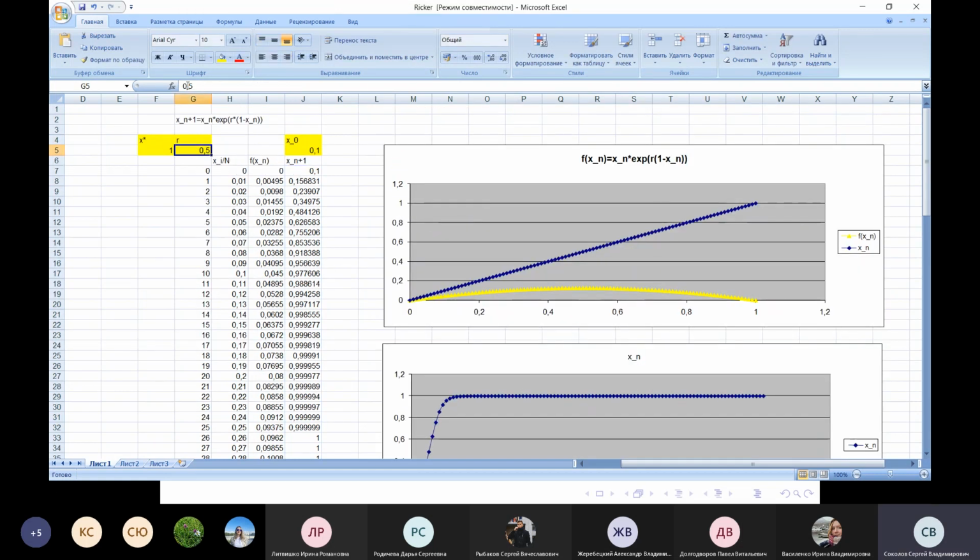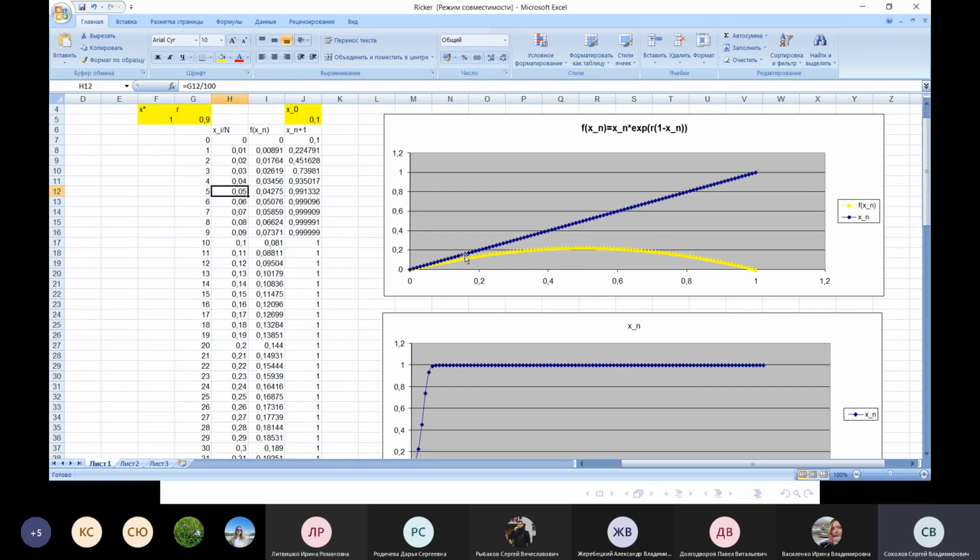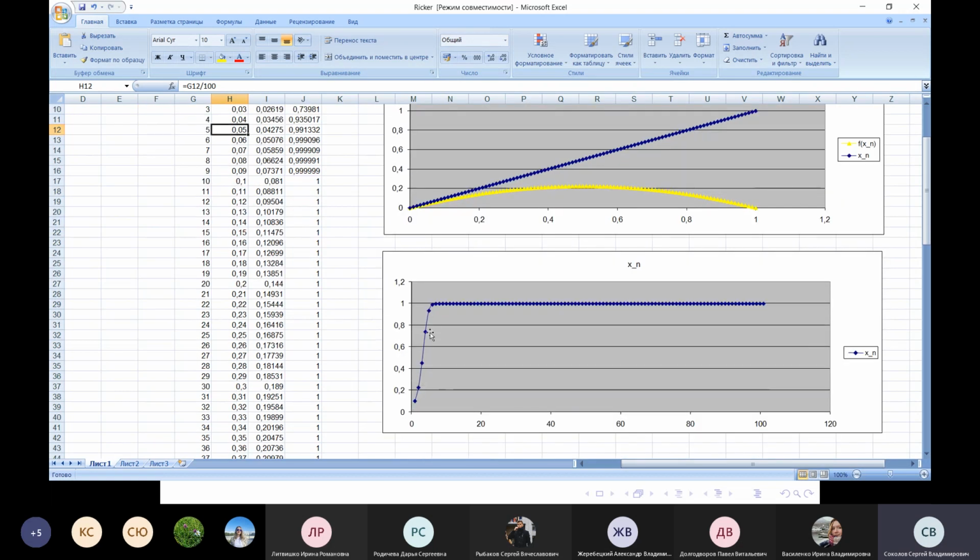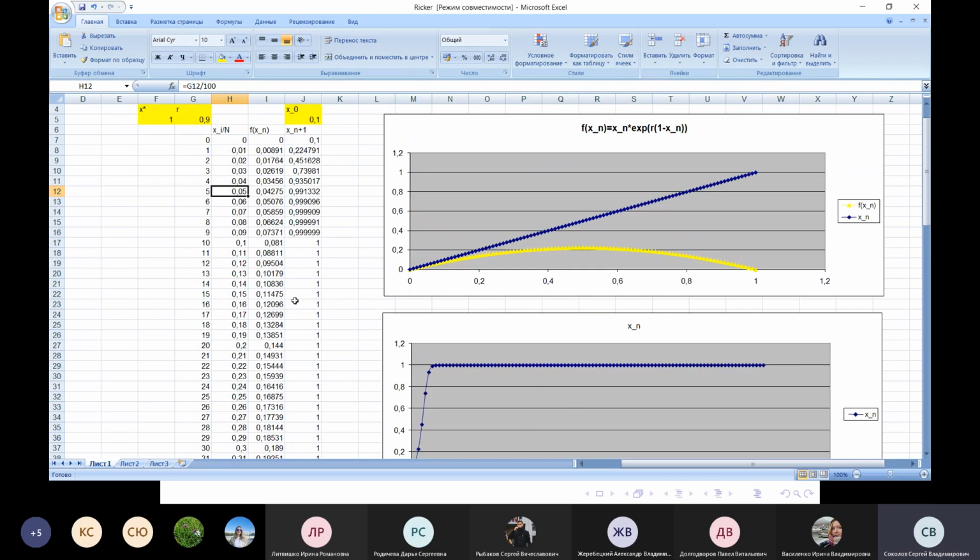Next, let us increase our R. We see that the solution stabilizes much quicker. There are no oscillations at all. And the solutions are quickly approaching our stable point.